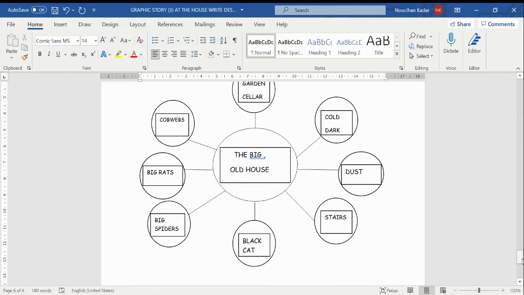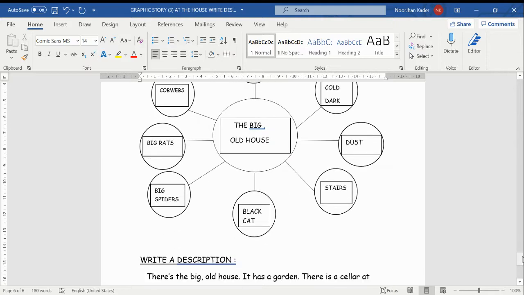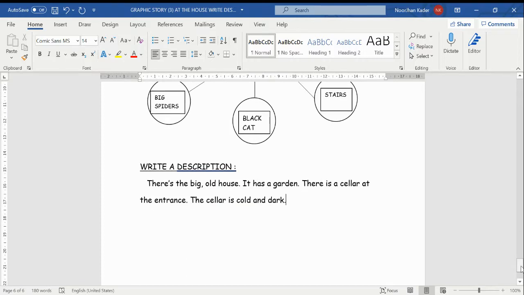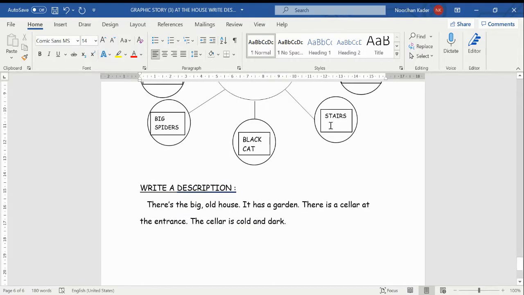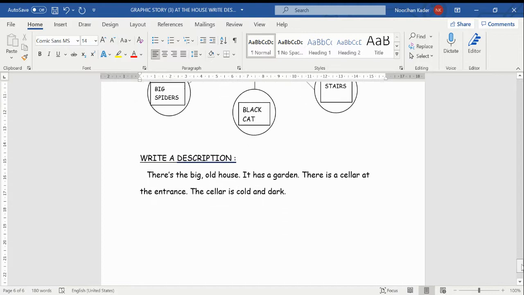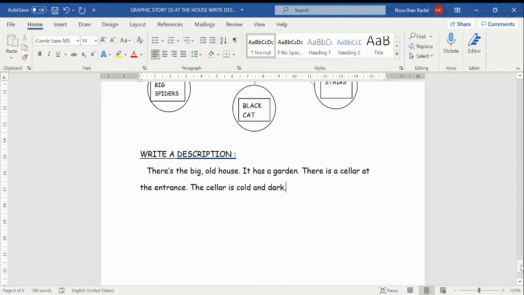So there are a lot of things to describe about what. What are we going to first write? First, what does Misty find? Misty finds stairs. When she enters, there's a cellar at the entrance, and there is also stairs to the cellar. The cellar is cold and dark.